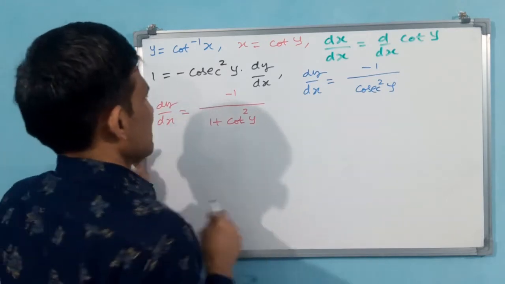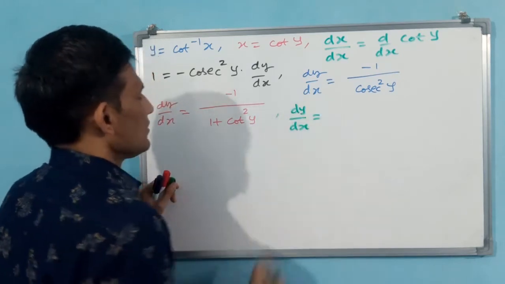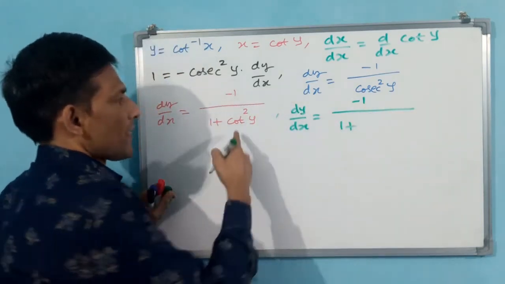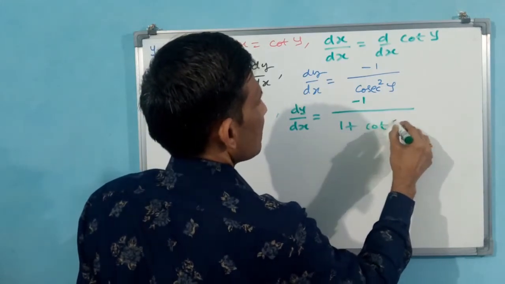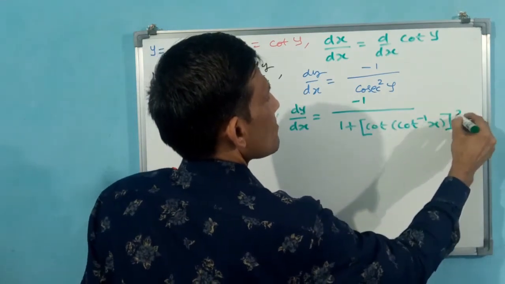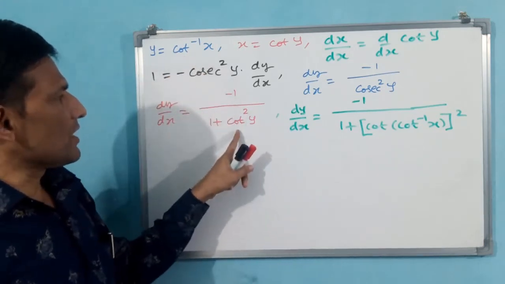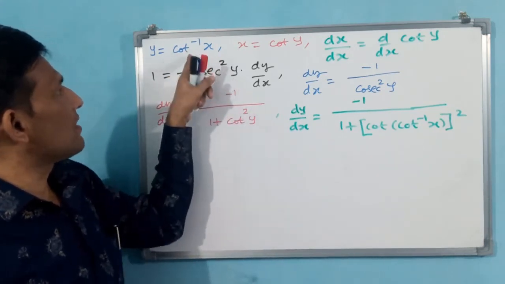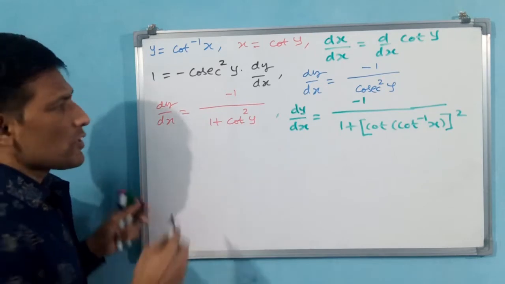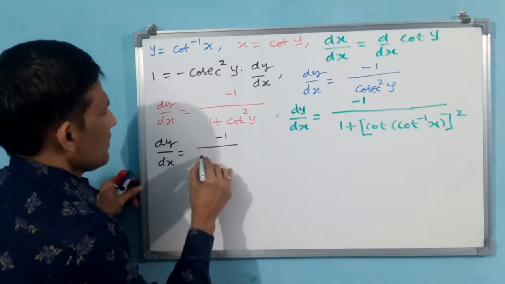Now I am going to substitute this. dy by dx is equal to minus 1 by 1 plus cot of cot inverse x, whole square. Cot of cot inverse x, why? Because y is equal to cot inverse x. Now you tell me what is going to happen. dy by dx is equal to minus 1 by 1 plus x square.